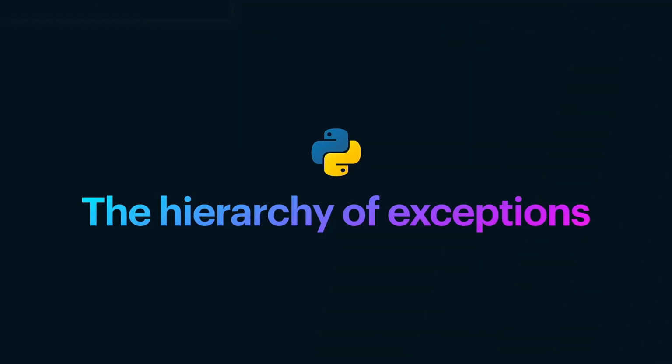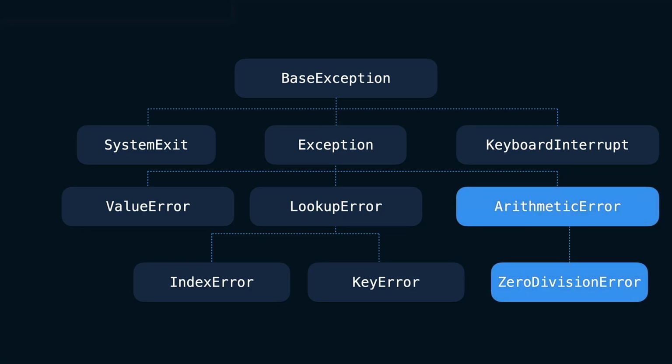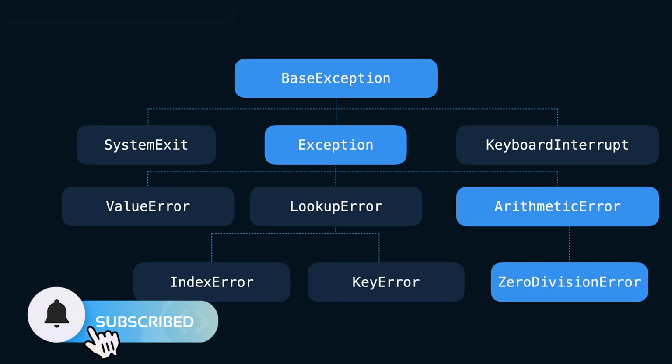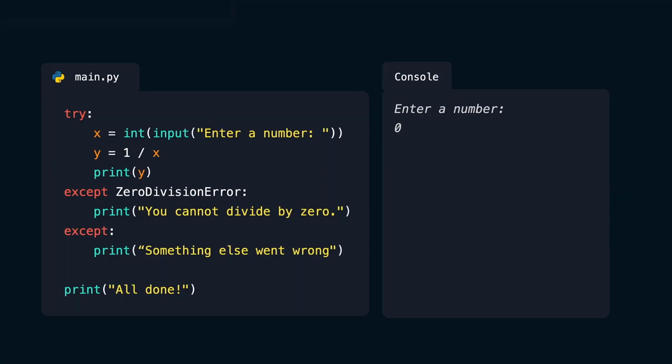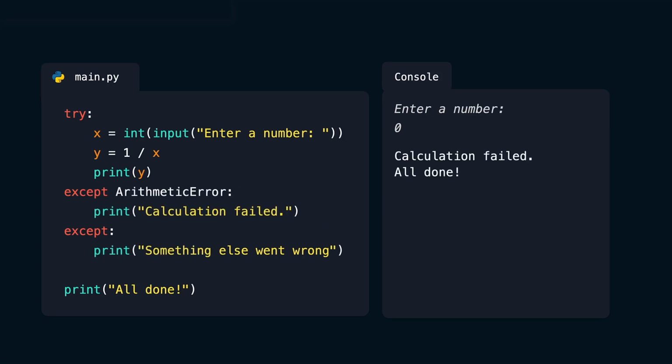Python 3 has 63 built-in exceptions, which all form a tree hierarchy. For example, a zero division error is a special case of a more general exception named class arithmetic error. An arithmetic error is a special case of a more general exception class named just exception, and an exception is a special case of an even more general class named base exception. Since a zero division error is a special case of arithmetic error, we could replace the dedicated exception branch to only look for any arithmetic error instead.